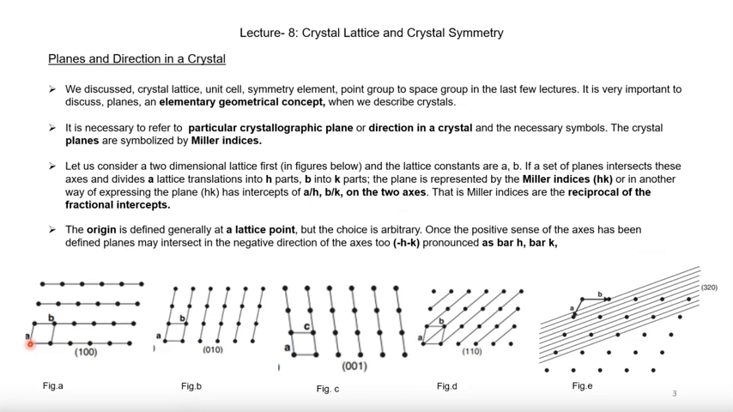Once you fix the lattice point at the origin, you can see the planes can also have negative direction. That means we can have minus h, minus k. So this is also pronounced as h bar k. We will always say h bar k when it is a negative direction compared to our origin.